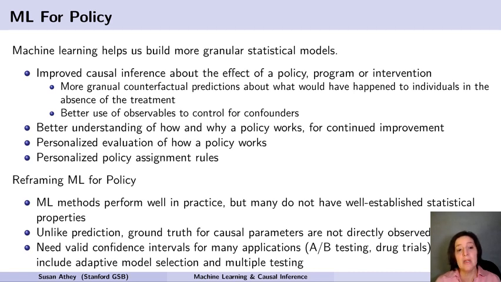We also need valid confidence intervals for a lot of applications. Everything ranging from even A/B testing in tech firms, where you're still interested in making sure that the results that you find aren't just due to sampling variation. If you're thinking about doing clinical trials for drugs or vaccines, we want to make sure that you haven't just gone fishing to find certain subgroups for whom a drug works and then try to get that past FDA approval. So we need to make sure that our methods are going to give us reliable results.